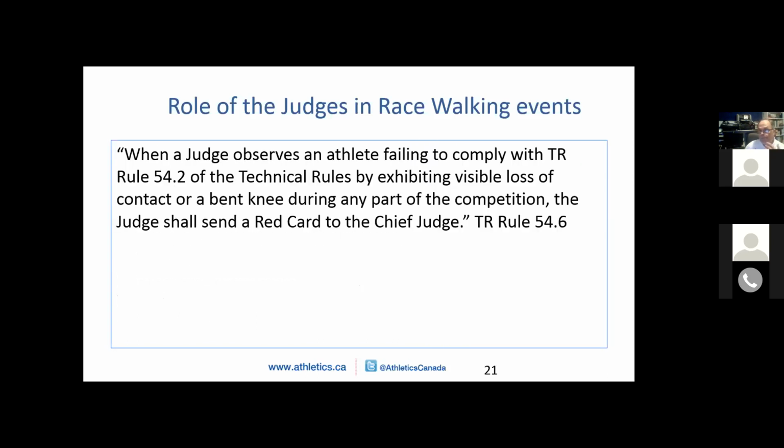Now, here is the next step. When a judge observes an athlete failing to comply with the rule, by exhibiting visible loss of contact or bent knee during any part of the competition, the judge shall send a red card to the chief judge. Now, the athlete doesn't see that. The athlete doesn't see that the judge will send a red card. You will see it later when we put it on the board, and we'll get to that in a minute.